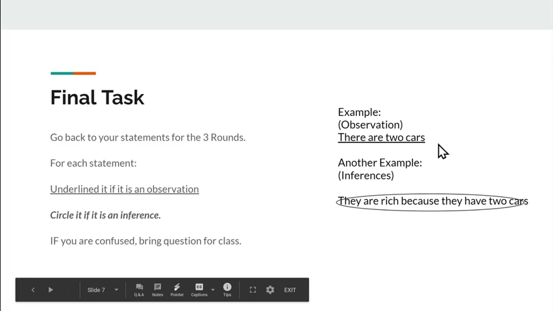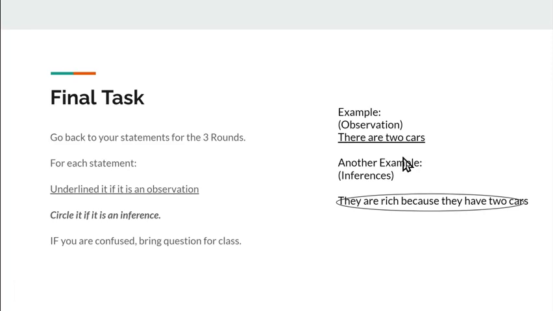I wrote down a couple of examples up here to help you out. Let's say one of your observations was, "I noticed there are 2 cars." That would be an observation because everyone can look at it and say, yep, there are 2 cars in the picture. You're pointing out a fact. I also did an example for inferences. You may have said something like, "I think they are rich because they have 2 cars." That would be an inference because you are trying to explain why they have 2 cars.